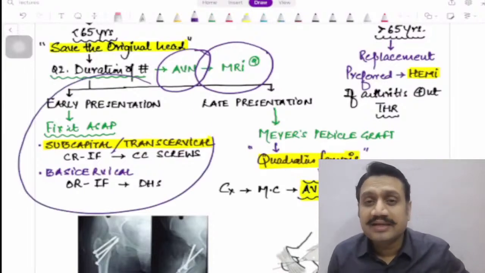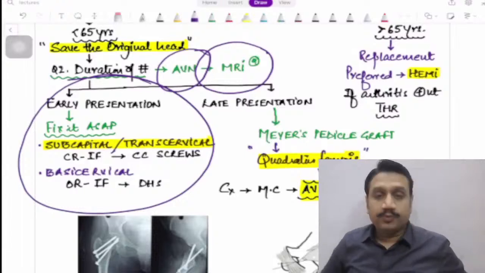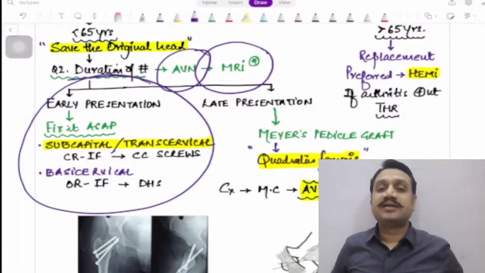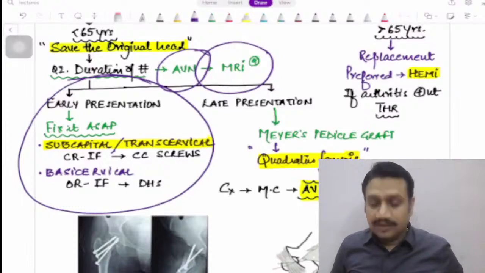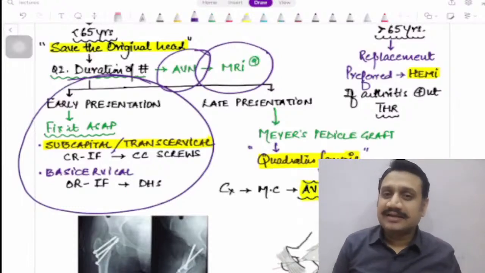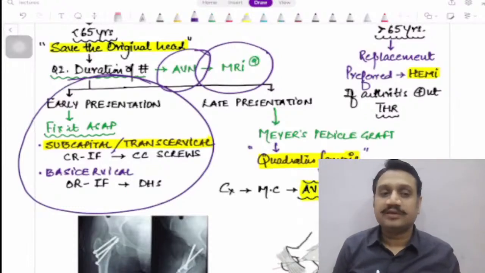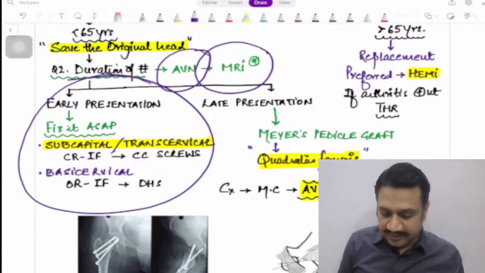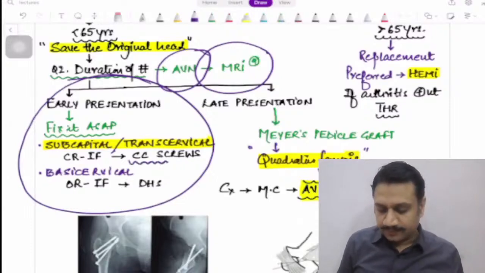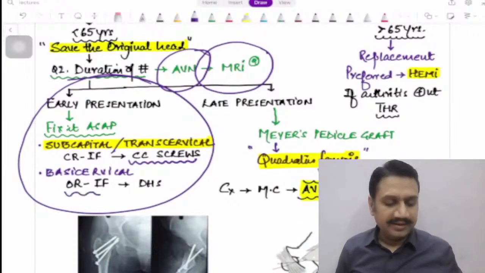So what exactly has to be done? It depends upon whether the injury is intra or extracapsular. When it is inside the capsule, as we discussed, don't open the capsule, fix it without opening it. So what is to be used? The cannulated cancellous screws. And if it is outside the capsule, go for a DHS. Open it well and just fix it well.